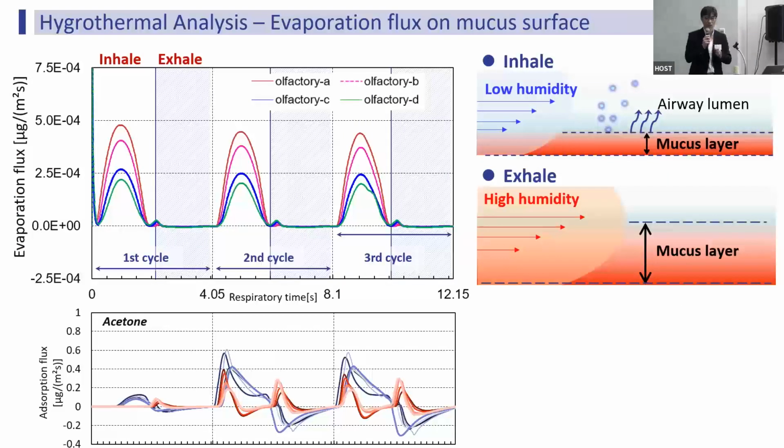Okay, this is the results of the hygrothermal transfer analysis of respiratory systems. In the case of the water vapor transportation, we can see significant differences compared to the acetone adsorption flux, because during the exhalation period, the air from the lower part to the upper part will be almost saturated, and there is no water vapor emission inside the respiratory system. But in the case of inhalation, relatively low relative humidity air will be introduced, and then hygrothermal transfer from the wetted surface to the air phase will occur.